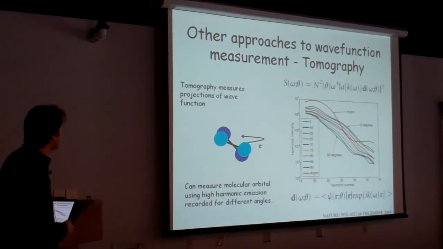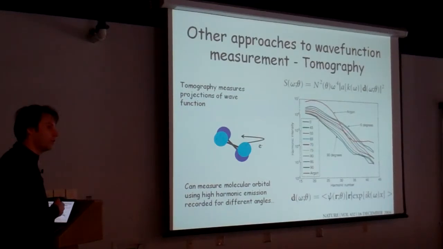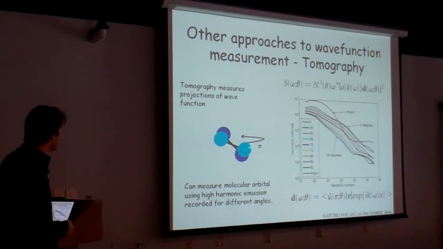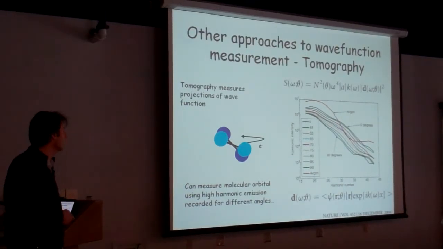Where the idea is basically not to use interference explicitly, but to make use of projections of the wave function in order to measure it. And so this was the idea that they wanted to use orbital tomography to measure the highest occupied molecular orbital in a nitrogen atom, in a nitrogen molecule.